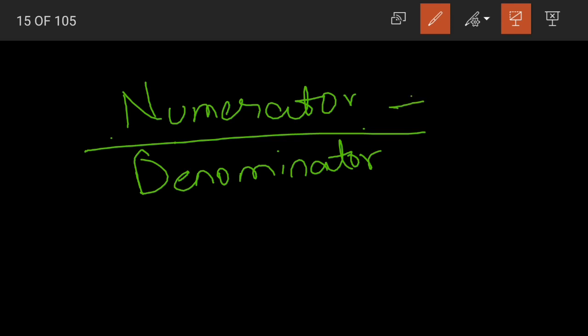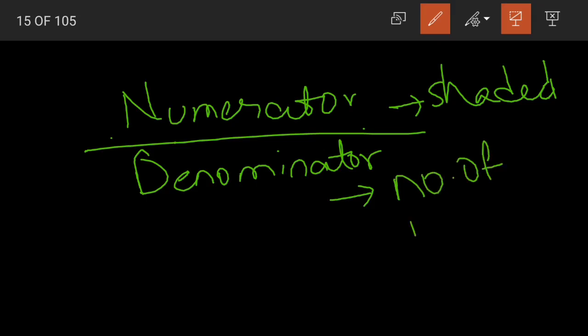And what is the numerator? It is the number of shaded parts. And what is the denominator? The total number of parts into which the whole is divided.